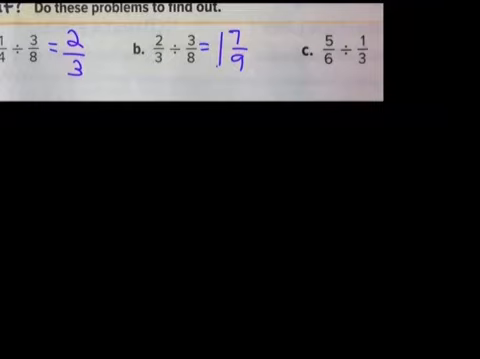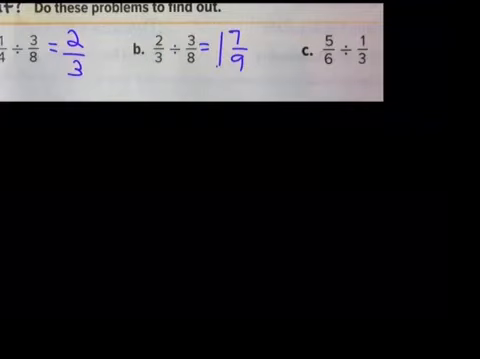Okay, let's look at C. We have 5/6 divided into thirds. So how many 1/3 do you find in 5/6? There should be a few. I see at least 2, right? Because 1/3 of 6 is 2/6, right? And 4/6 would be 2/3. So at least there's 2 there.